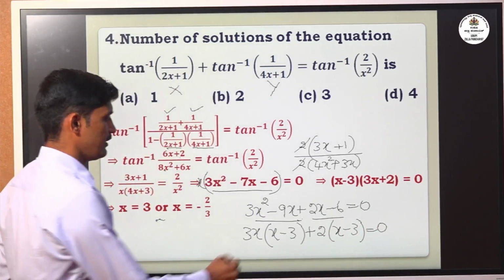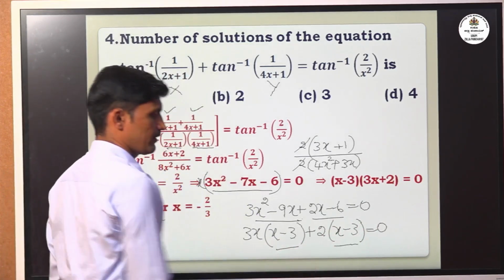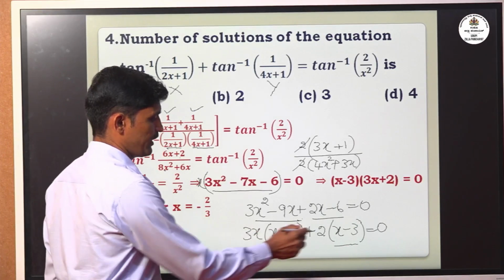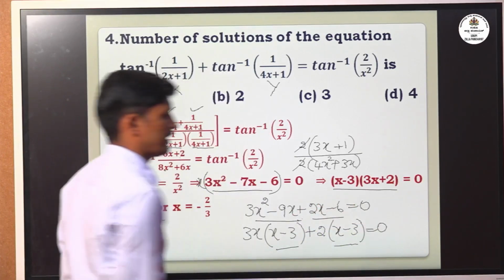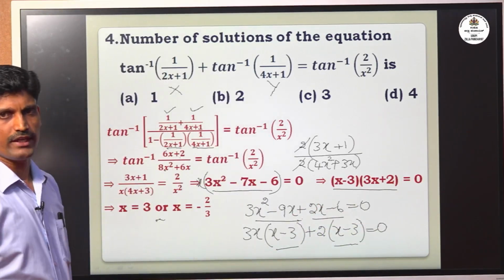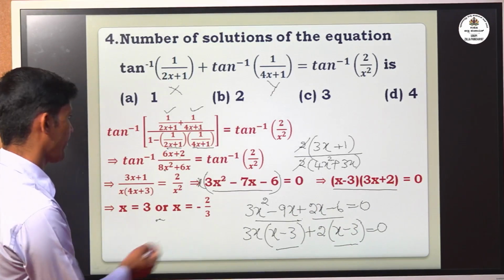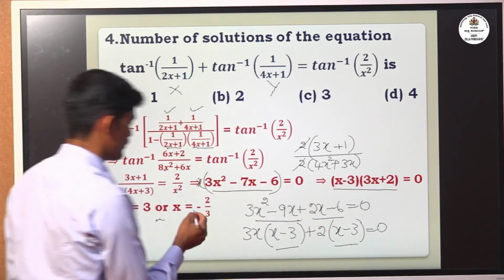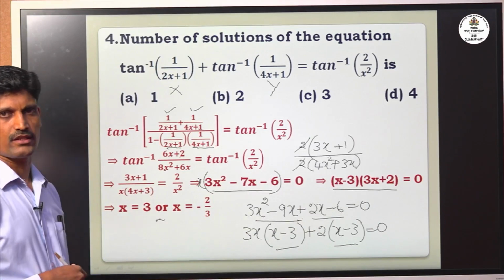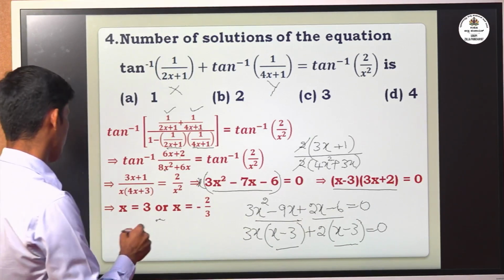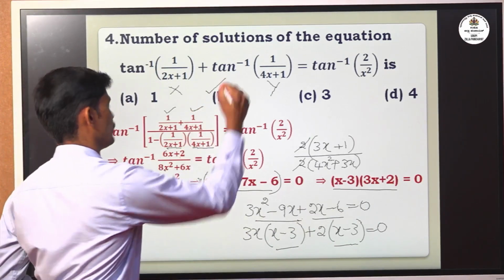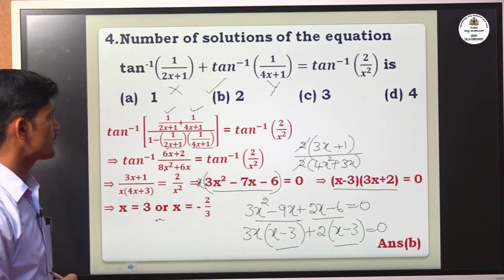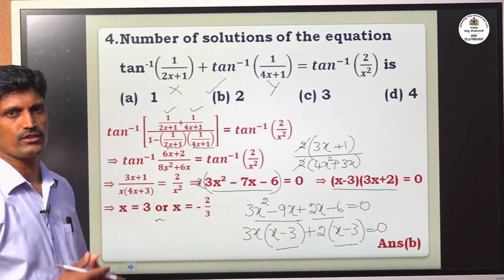Factorization, here x minus 3 is a common factor. If you take x minus 3 common into 3x plus 2, we get these are the factors. x minus 3 into 3x plus 2 is equal to 0. That implies x is equal to 3 or x is equal to minus 2 by 3. These are the two roots of this equation. Therefore, it has two solutions. Number of roots is 2. The number of solutions of this equation is 2.